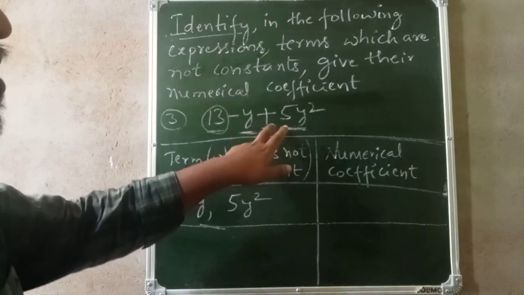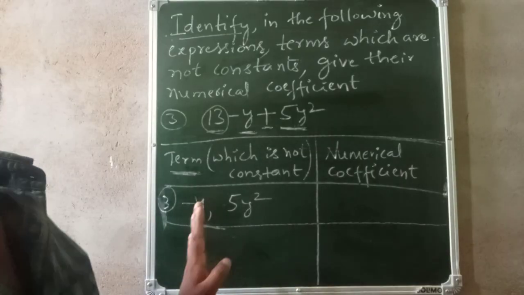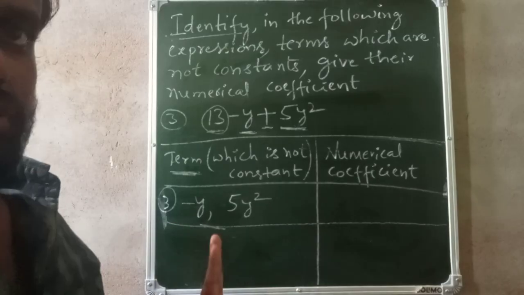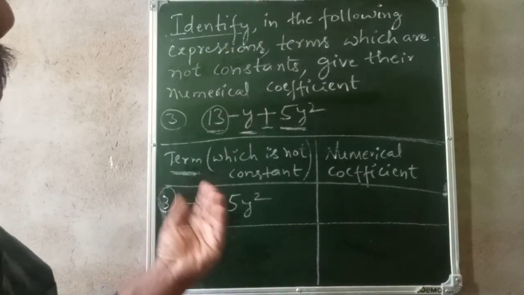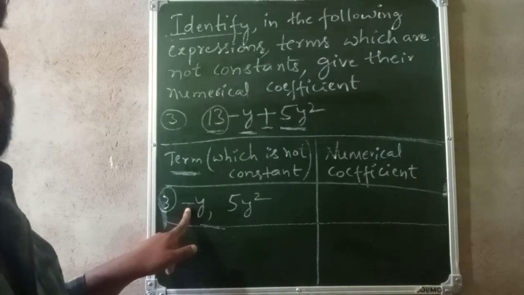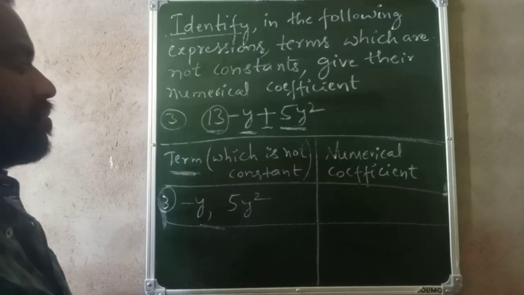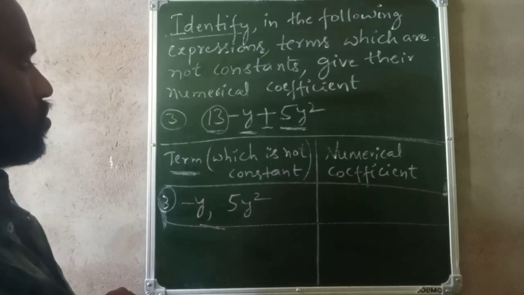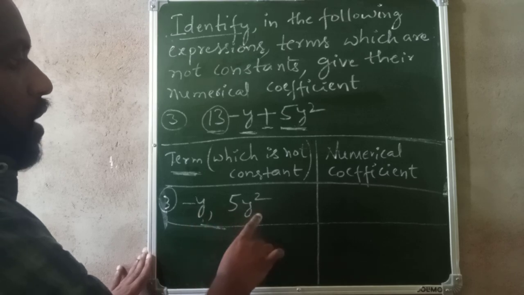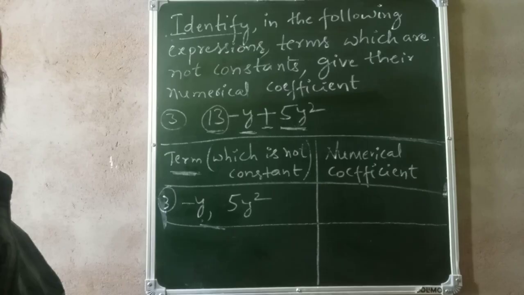I said we have to write the sign also, plus, but if I don't write plus, no problem. See, here nothing is there means plus is there; that is understood. In case of plus, if you don't write it, no problem. But when it comes to minus, you should mention it, like this: minus y. That's all. So in this there are two terms, minus y and 5y square. These two are the terms which are not constants.